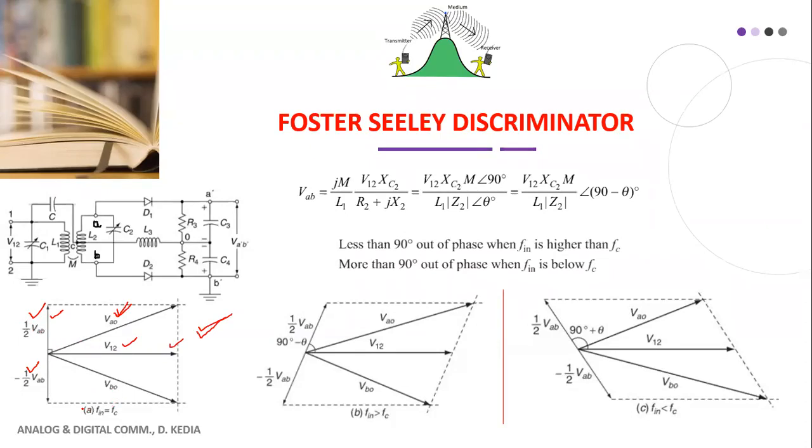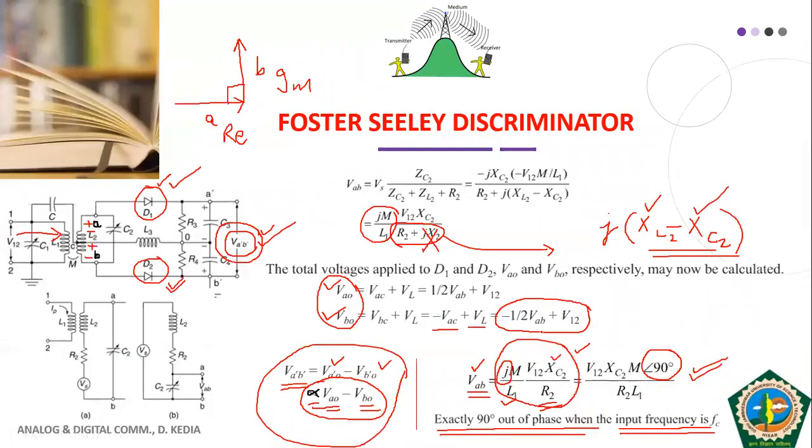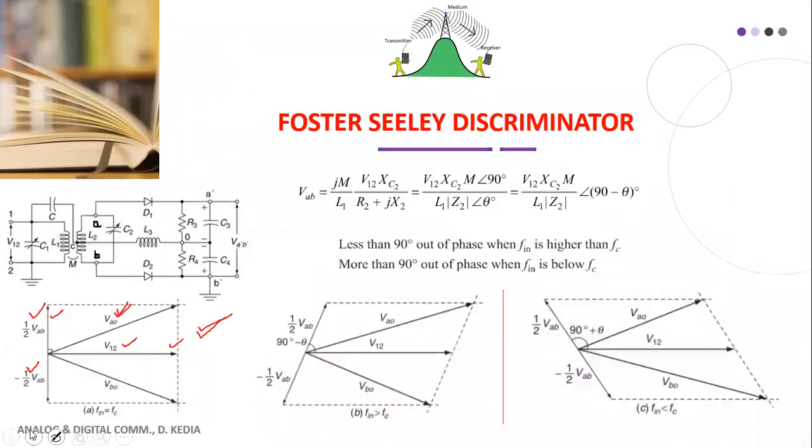Similarly, what is VBO? It is your V12 minus half of VAB. This also we had seen here. See, your VAO is half of VAB plus V12, and your VBO is this. So I'm showing these expressions with the help of phasors, which will help you in understanding. And there is a 90-degree phase, exactly 90 degrees.